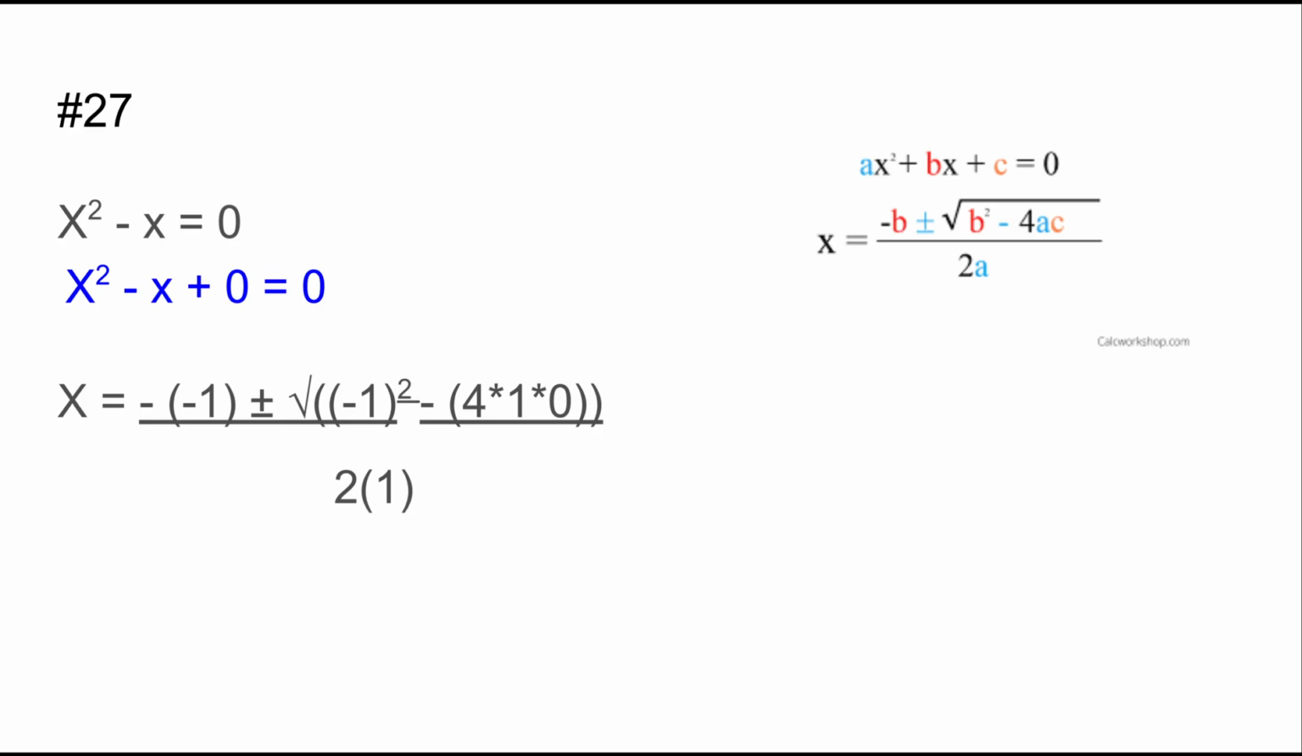So negative 1 plus the square root of negative 1 squared minus 4 times 1 times 0. Enter. Divided by 2 equals 1. Let's subtract. Negative 1 minus the square root of negative 1 squared minus 4 times 1 times 0. Enter. Divided by 2. X equals 0. These are your two solutions.